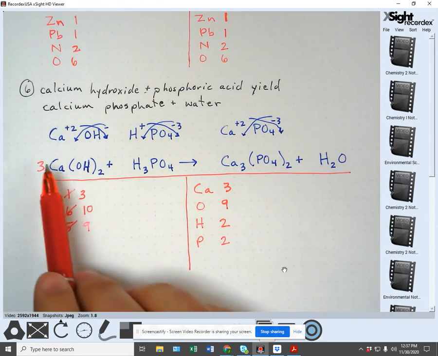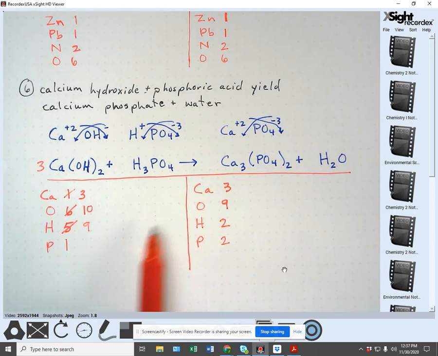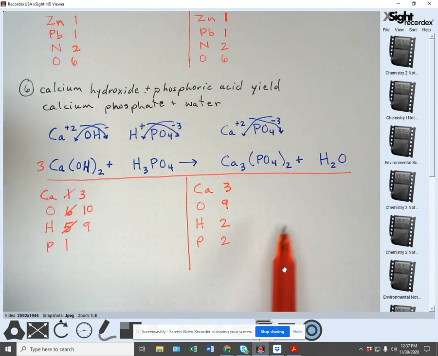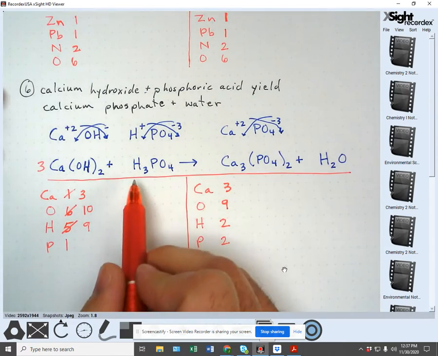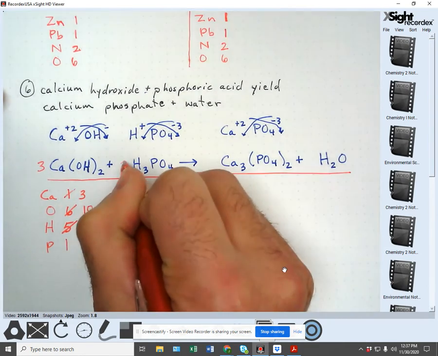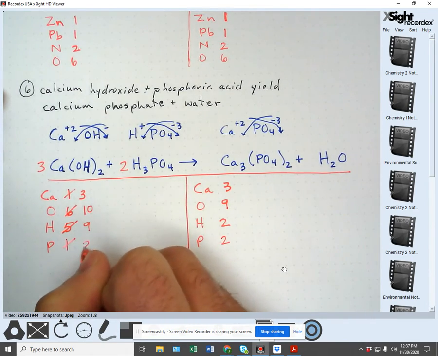All right, so let's check now. So we're going to balance calcium and phosphorus first. So we've got calcium balanced, 3 and 3. Phosphorus is not balanced. We got 1 on the left, 2 on the right. So we need to get 2 over here. How do we do that? Well, we've only got 1, so we put a 2 in front of this. 2 times 1 gives me 2 phosphorus.